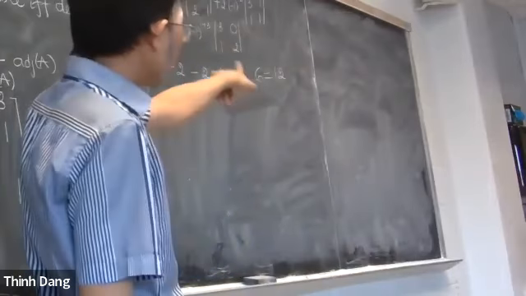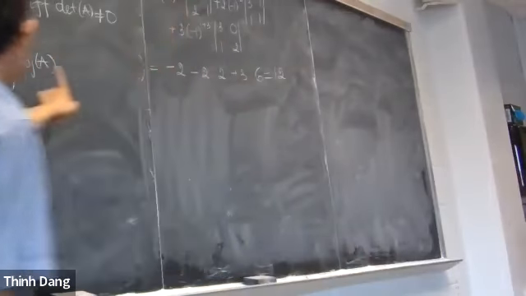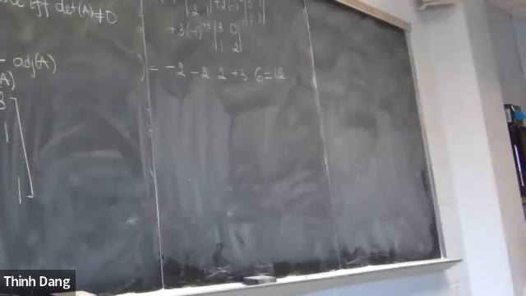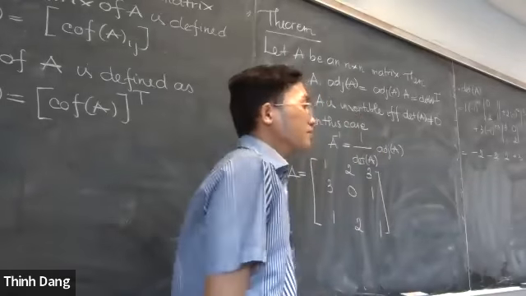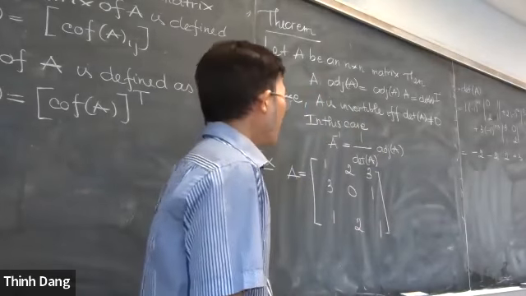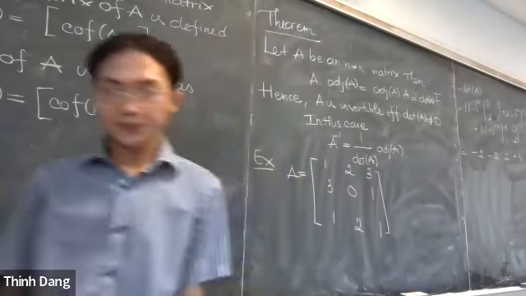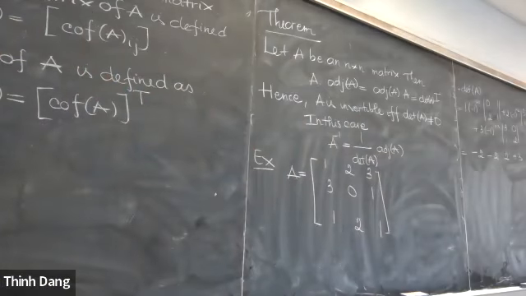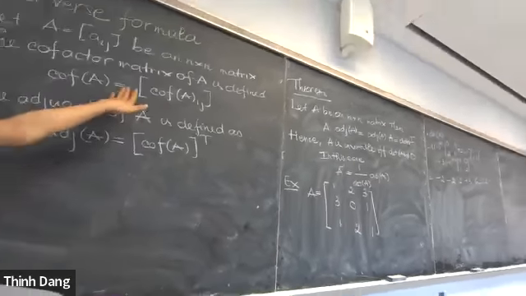As you can see here, the determinant of A is 12, which is non-zero. So according to this theorem, A is obviously invertible. Now let's try to construct the cofactor matrix of A.